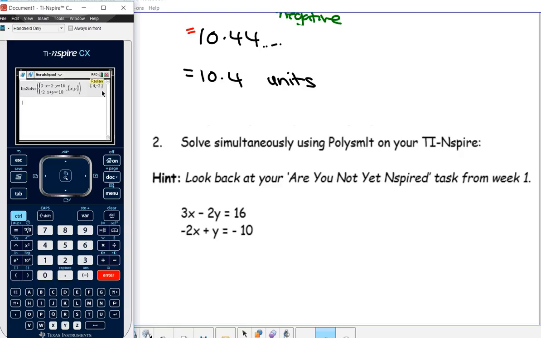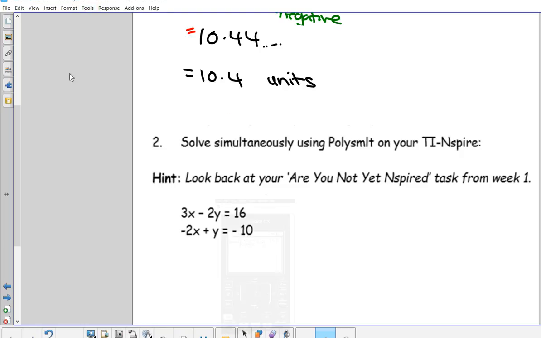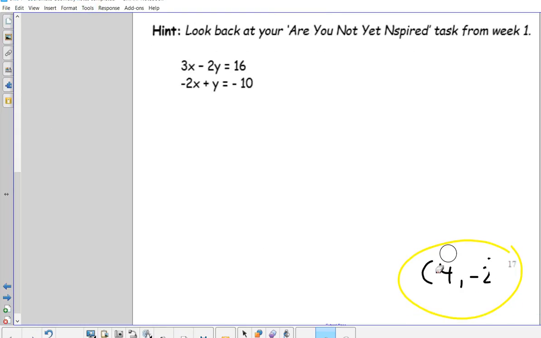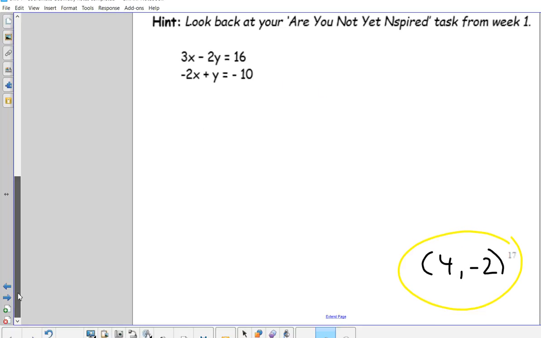That's the answers. So the answer is the coordinate 4 and negative 2. So if you solve these systems of linear equations, you'll get the answer 4 and negative 2. So yeah, different ways you can do it as well. You might have had another way. So long as you got your 4 and negative 2 on the calculator, that's fine.